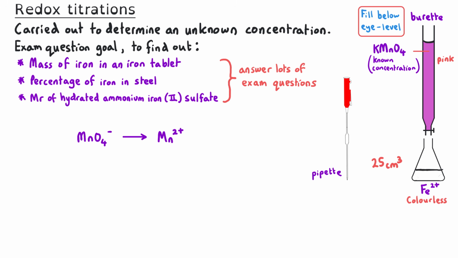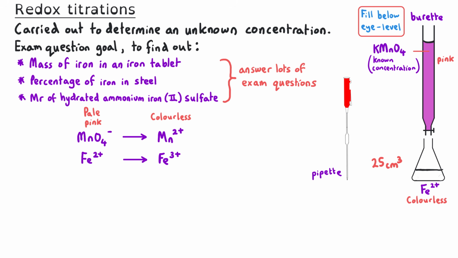Potassium manganate 7 is a strong oxidizing agent, and during this titration it gains electrons and becomes manganese 2+ ions, and the colour changes from pale pink to colourless, and so this means that no indicator is needed for the titration. The iron 2+ solution is therefore oxidized and becomes iron 3+ by losing electrons. And in terms of the half equations, you can see that we've got the beginnings of half equations here.